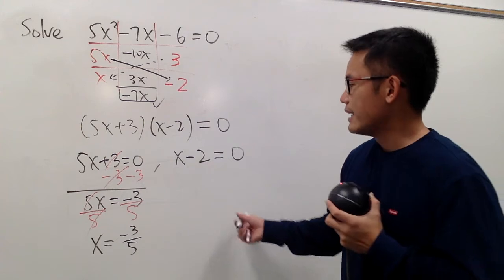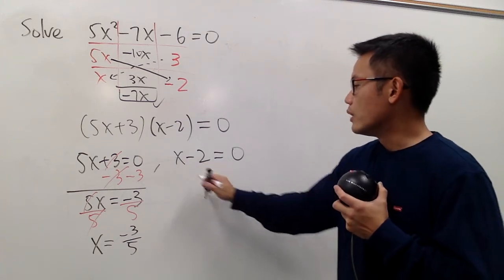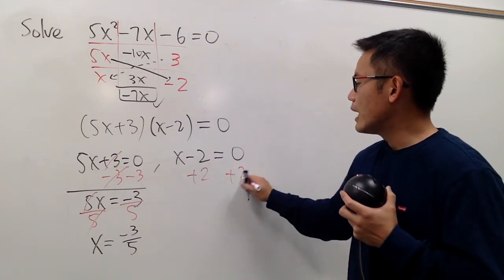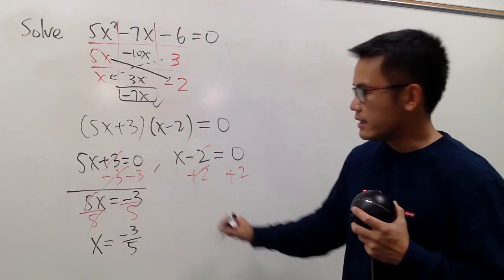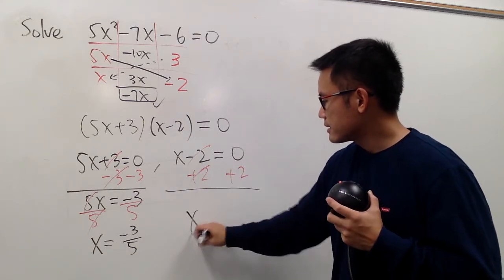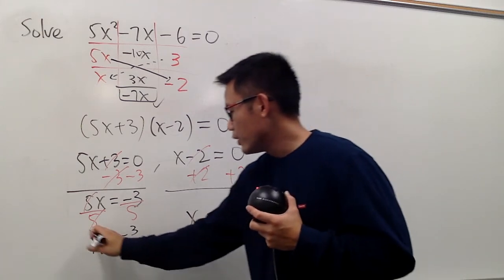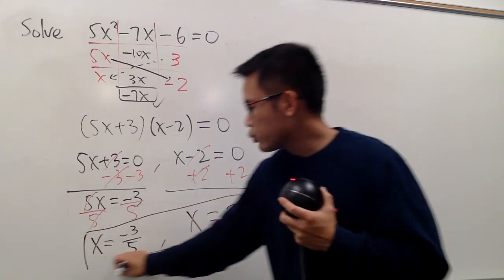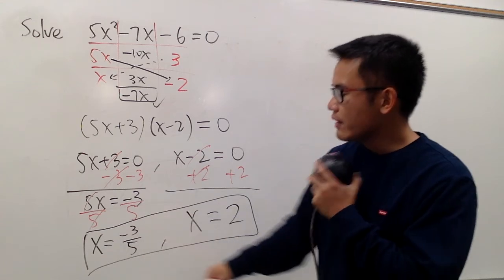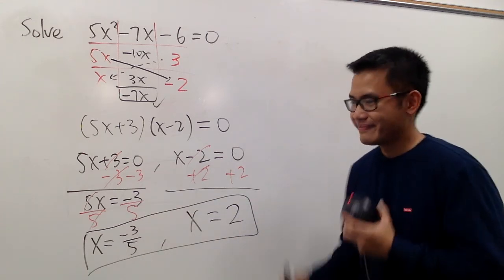And on the other hand, x minus 2 is equal to 0. We can just simply add 2 on both sides. And we get the second answer, namely x equals positive 2. As we can see, we have 2 answers. The first one is negative 3 over 5, and the second one is positive 2. That's it.